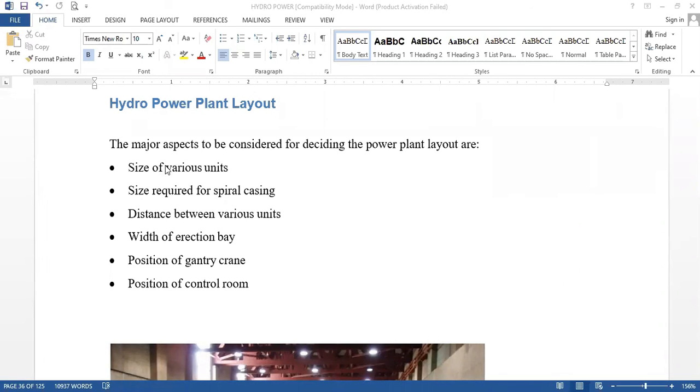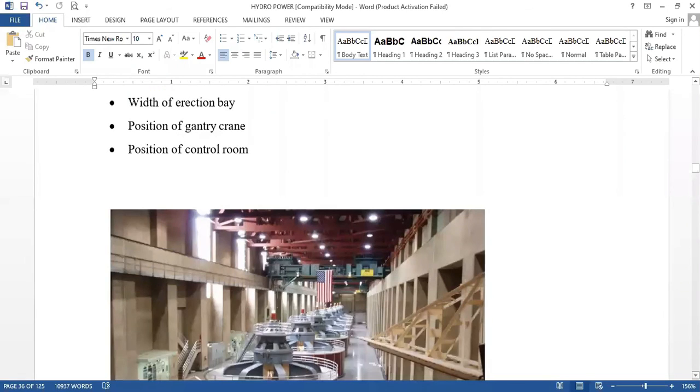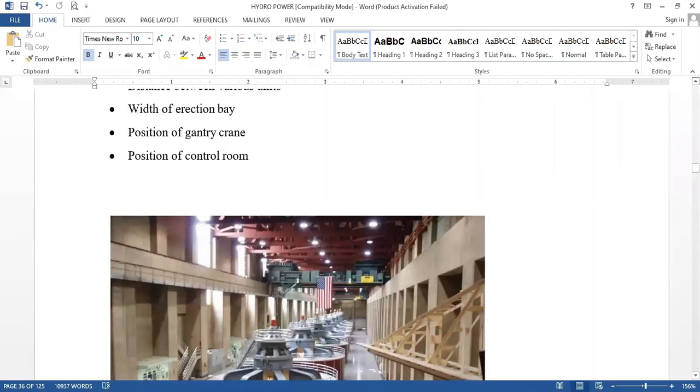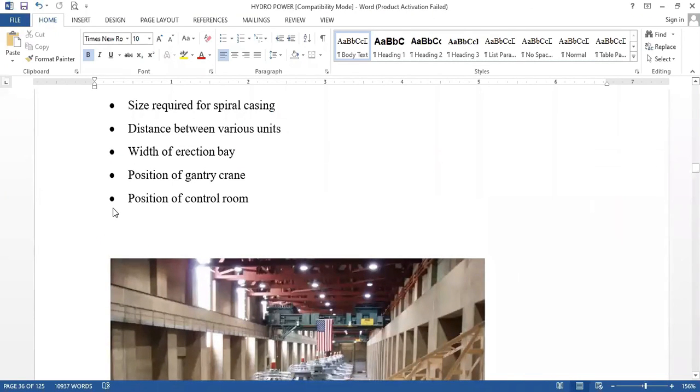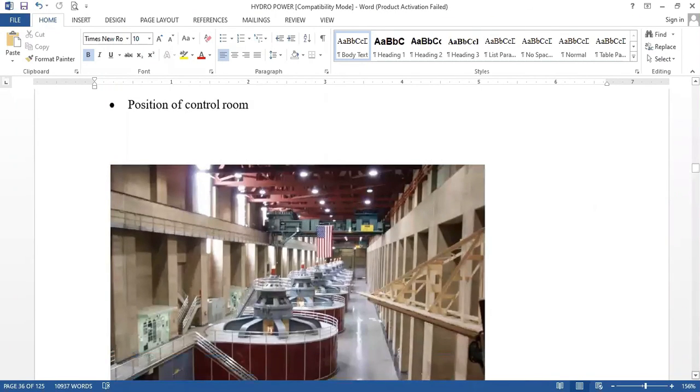So these are some points which have to be considered to finalize the hydropower plant layout. Which consists size of various units, then size required for spiral casing, distance between various units, because in one power plant there might be many more generators or generating units. So therefore we need to decide the distance in between the units, then width of the erection base, then position of the gantry cranes, position of the control room.